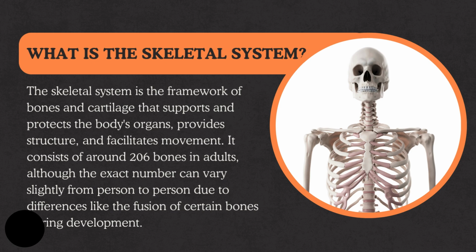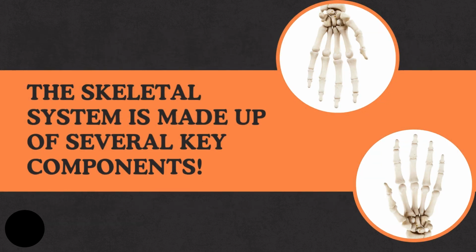So the skeletal system consists of around 206 bones in the adult, although the exact number can vary slightly from person to person due to differences like the fusion of certain bones during development.